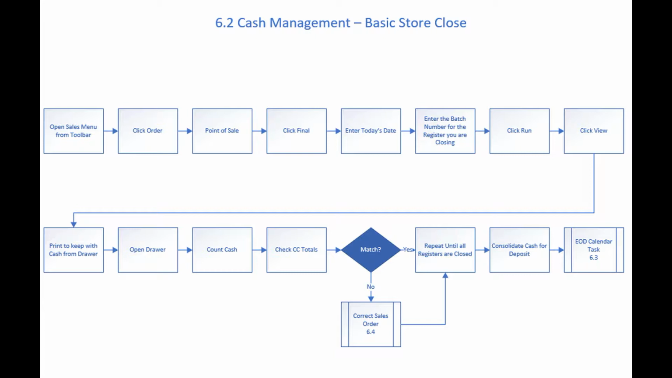Does your total match? If the total does not match, see the process for correcting a sales order, 6.4. If the total does match, repeat until each register is closed, then consolidate cash for your deposit, then create your end-of-day calendar task, as seen in 6.3.